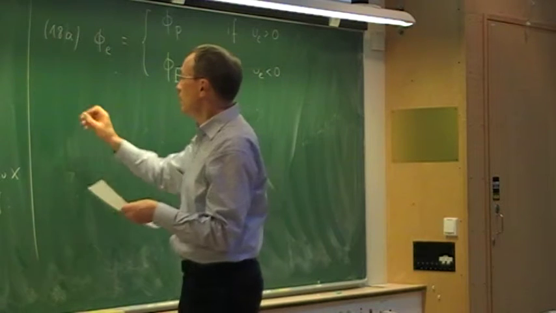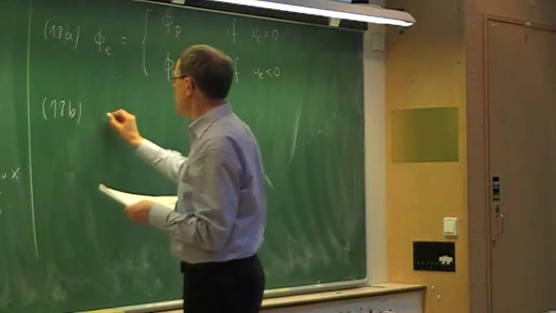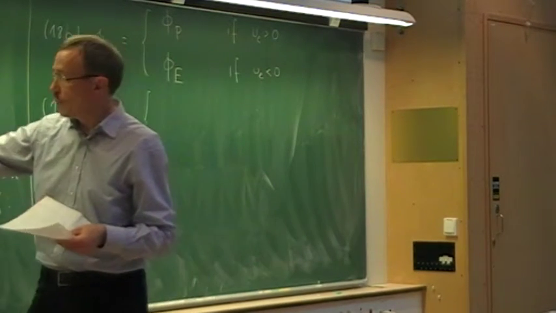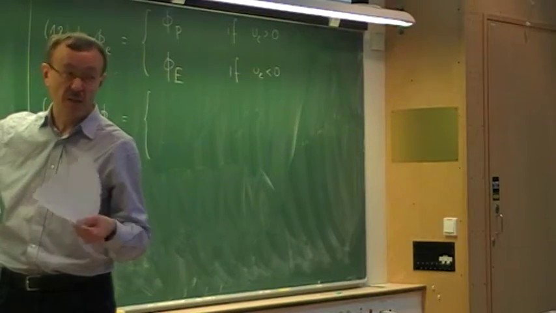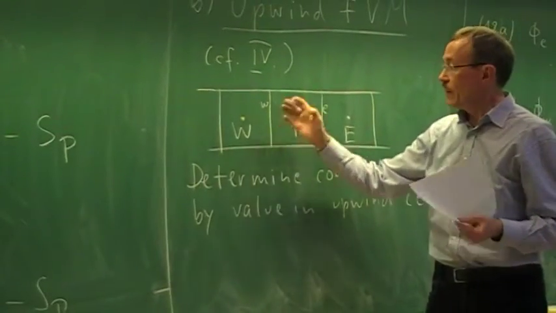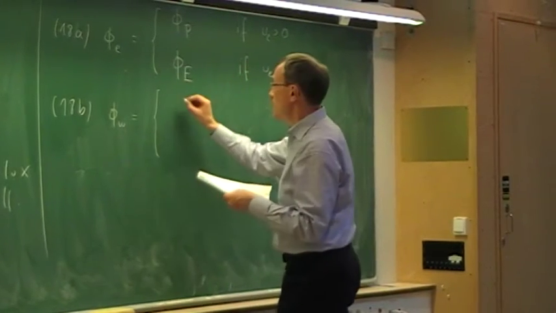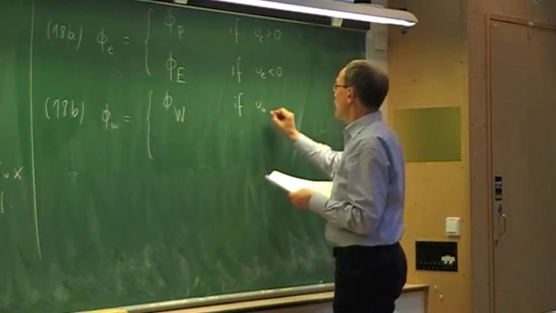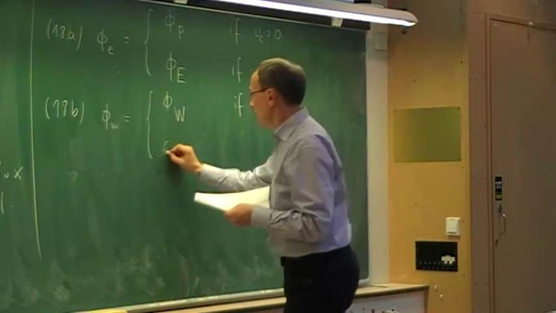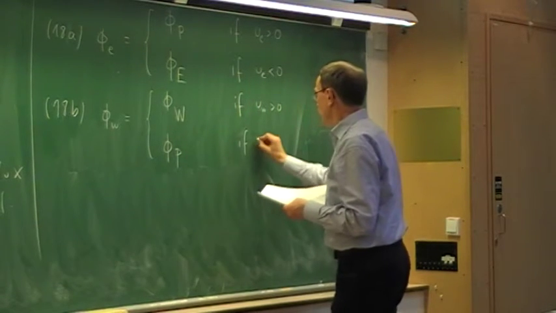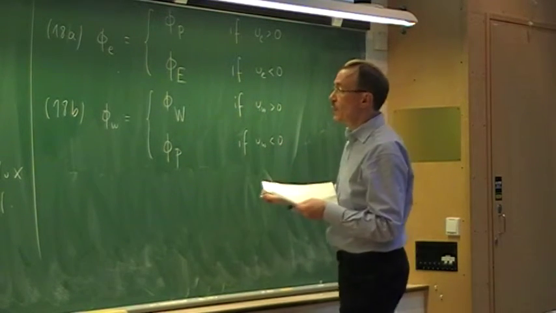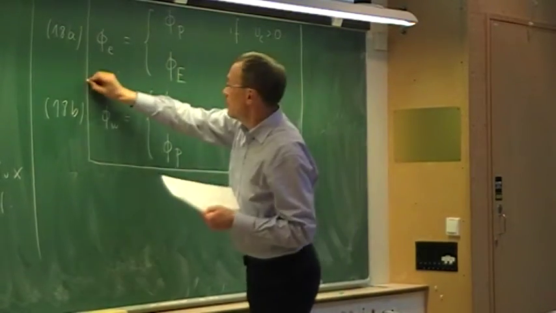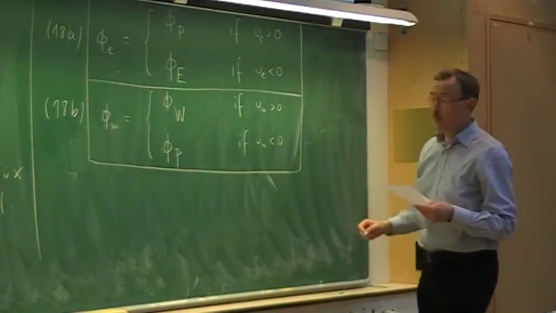And similarly, we do it at the western face to get the phi at the western face. We check the same thing here. We look at what UW is. In this case, it's equal to UE. And we take the values accordingly. That is phi W if the U west is positive, and phi P if the U west is negative. So then we have here our discretization by the upwind method.